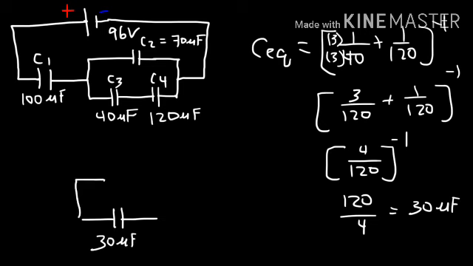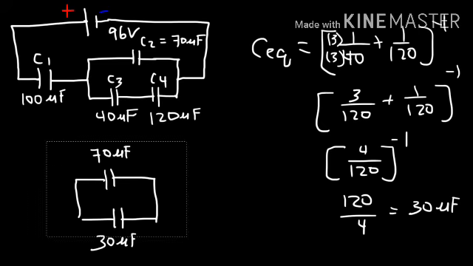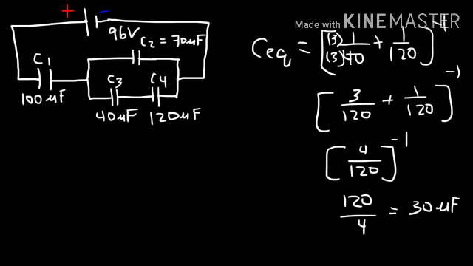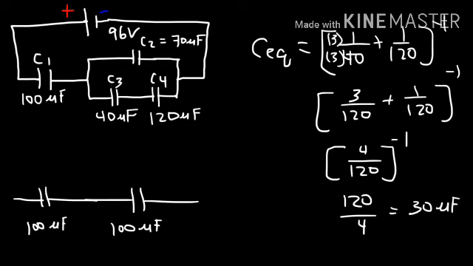And so that is in parallel with C2, which is a 70 microfarad capacitor. So combined, the 30 and the 70 is 100. When they're in parallel, the equivalent capacitance is the sum of the individual capacitors. So we can replace this with a single capacitor of 100 microfarads. And this is in series with this other capacitor, which is also 100 microfarads.